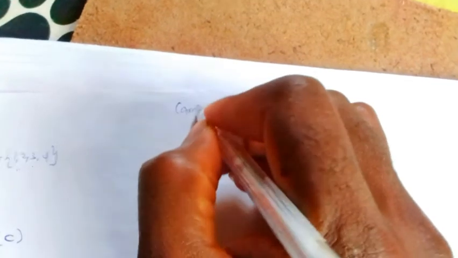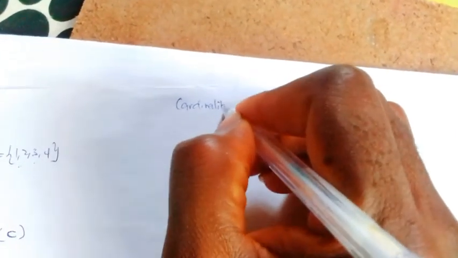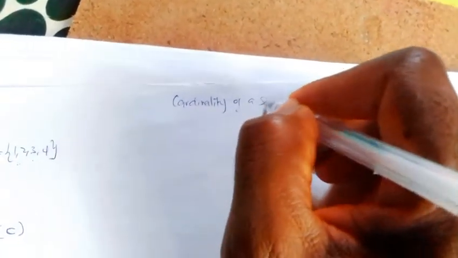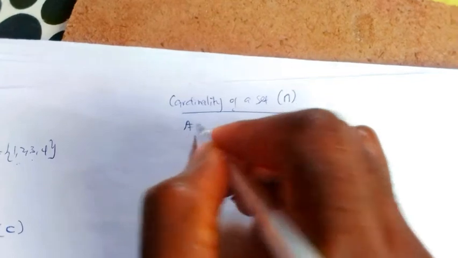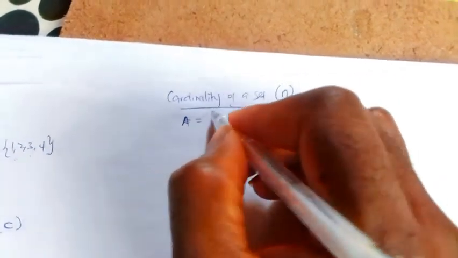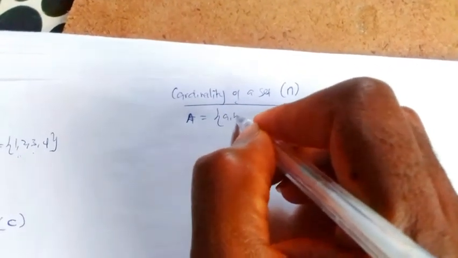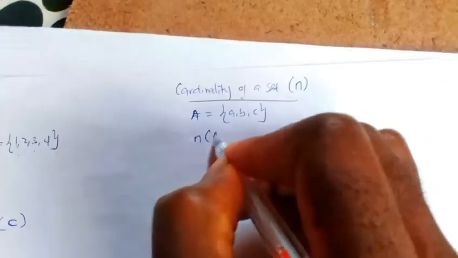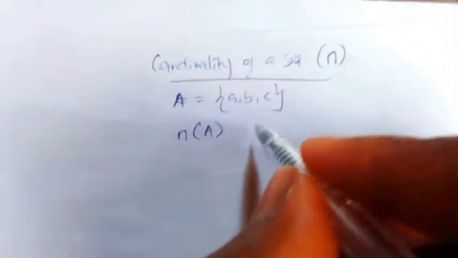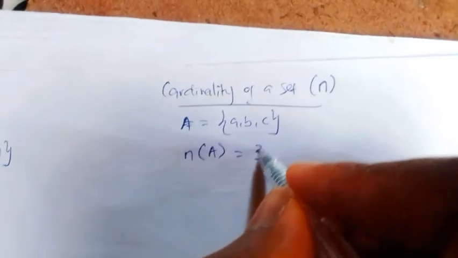Now, that moves on to cardinality of a set. It is noted as n. Given that set A is equal to {a, b, c}, the cardinality of A becomes n(A), which stands for the number of elements in A. That's cardinality, and that's 3.